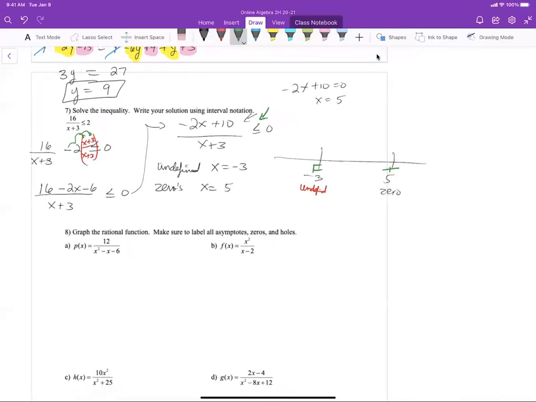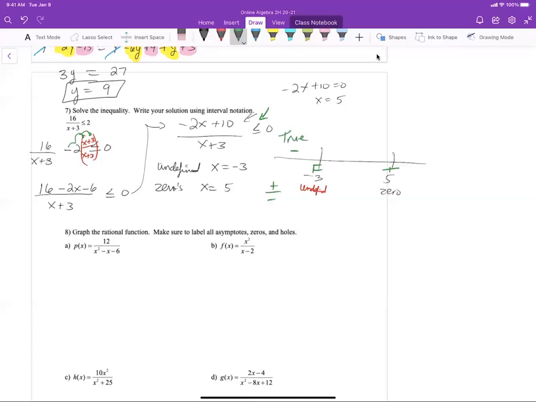Then I'm going to look at numbers that are to the left of negative 3. I don't know, pick negative 10. Plug in negative 10 for x. Negative 10 times a negative 2 is a positive 20 plus 10. That's a positive on the top. Negative 10 plus 3, it's a negative on the bottom. That means I have a negative. Is that less than or equal to 0? Yes, that is less than or equal to 0.